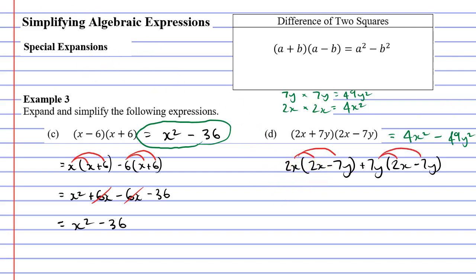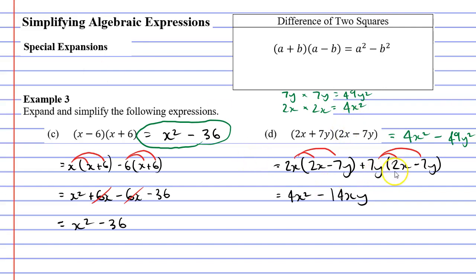2x times 2x is 4x squared. 2x times negative 7y, 2 times 7 is 14. It's got to be minus, that's a positive times a negative. And I had an x and a y. So I'm just going to write 14xy.